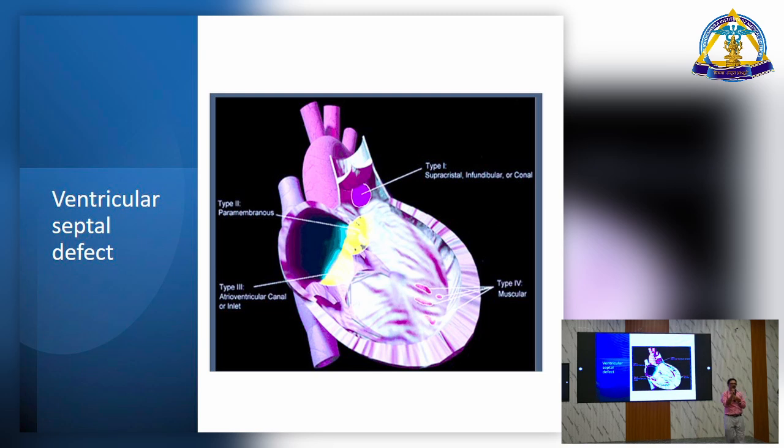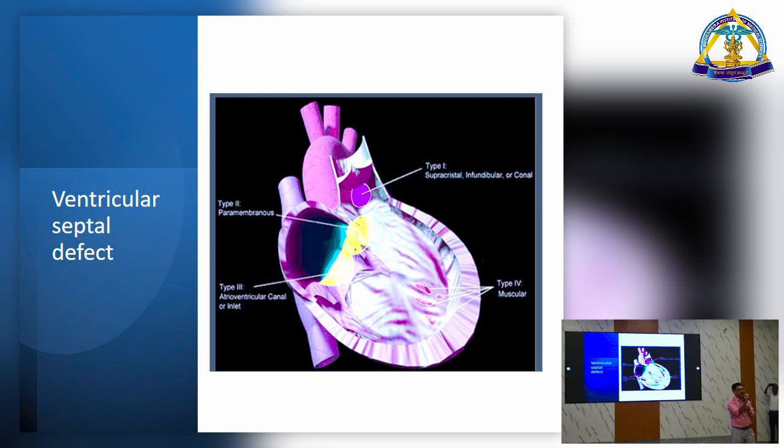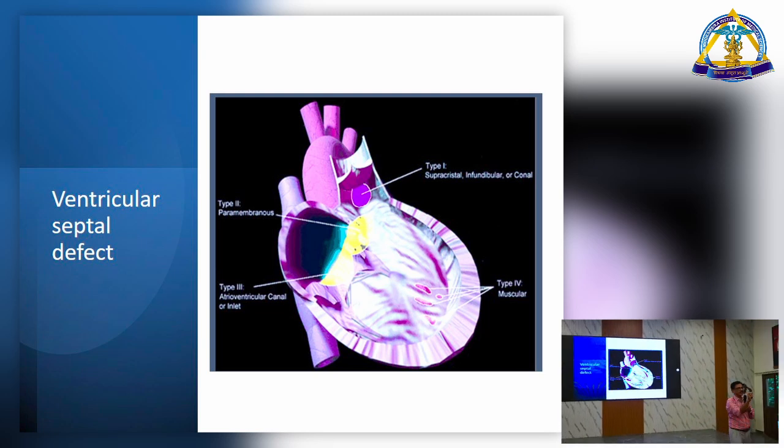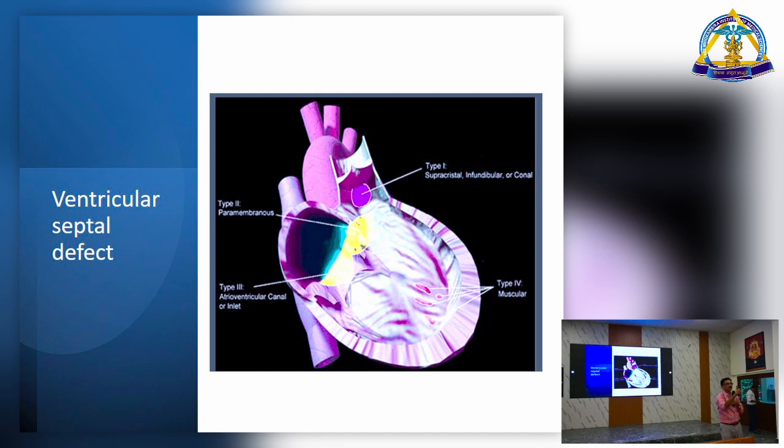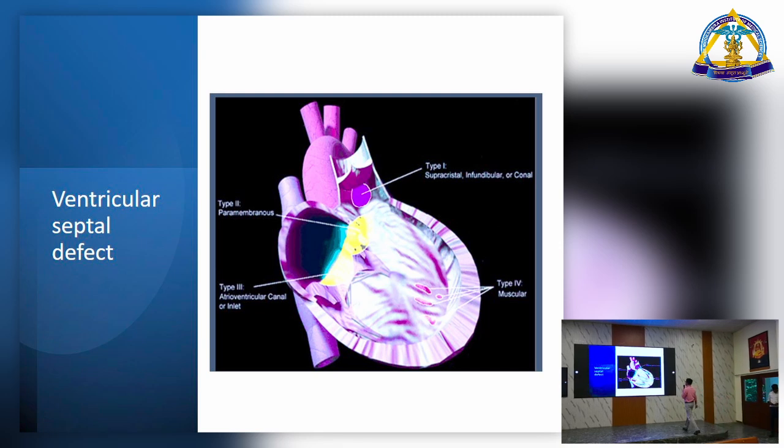The membranous part is very small, so it is very rare to get a VSD involving only the membranous septum. It will involve the adjacent area also. That is why it is perimembranous. Which is the commonest type of VSD? Perimembranous. What is your name? Tell your name. So perimembranous VSD.